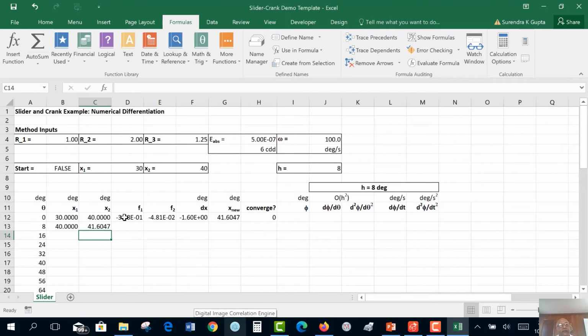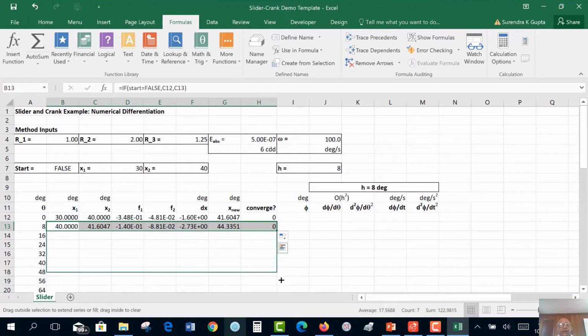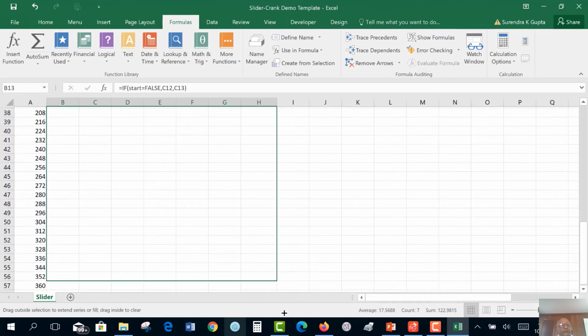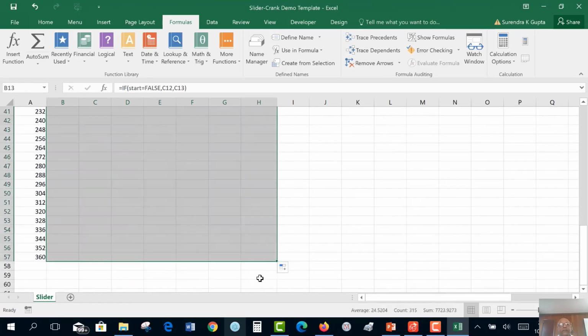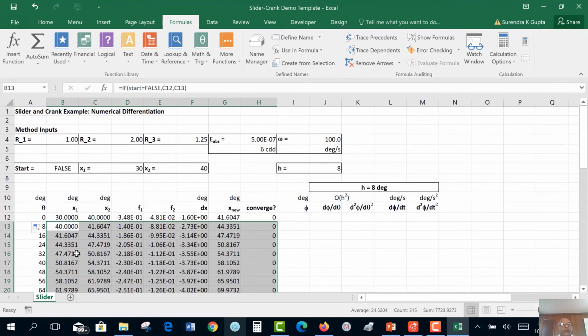And folks, that's it. We need to copy this down, and we need to copy these down, all of these down all the way. Of course, none has converged, but you can see the chaining. 30 to 40, 40 to 40, 41 goes here, then 41 goes here, 44 comes here, and so on and so forth. All right, so we are set to go.